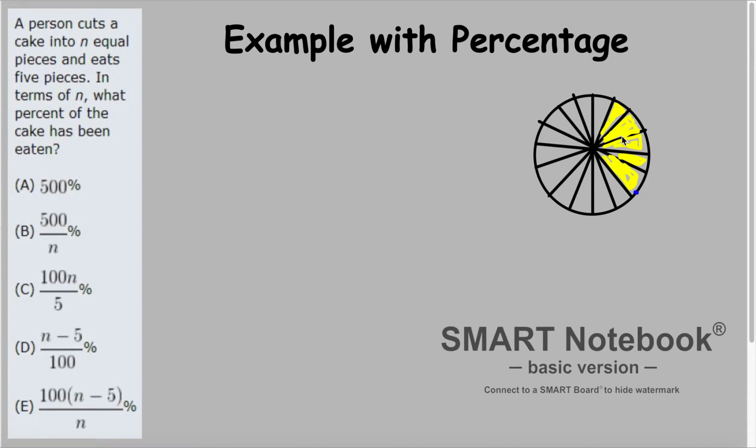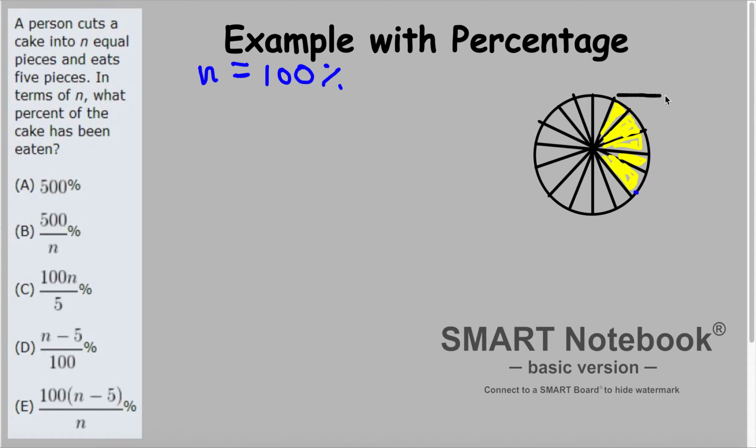Let's say the cake has been cut in n pieces. So everything here is n pieces. So n is the whole number of the pieces, or in terms of the percentage, I would say n is 100%. But now what we are looking for, for example, so just let me write.